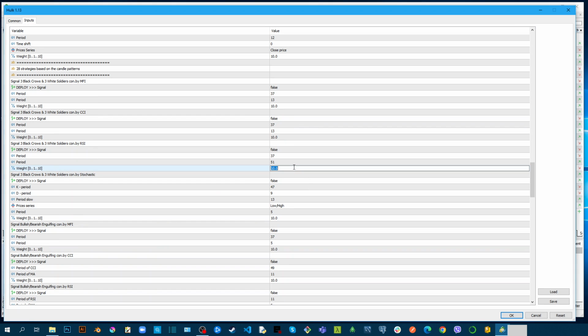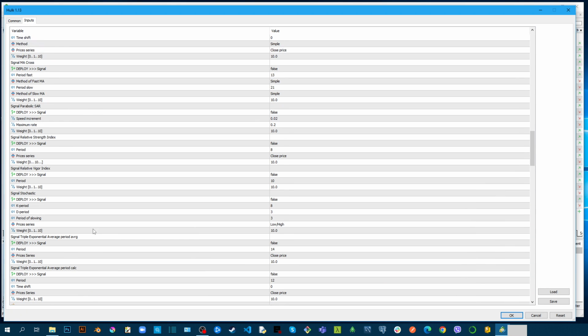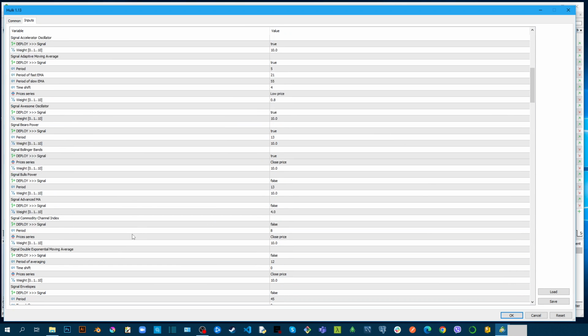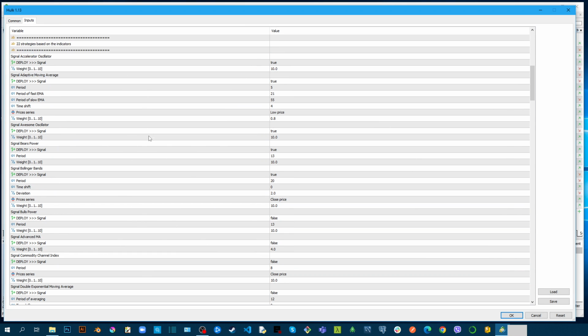I strongly recommend using 10 and greater than 10 here for the weight of all these signals. If you are using only one or two signals, for example signals based on indicators, you can choose a smaller number here. Simply, what is the weight? Weight serves to give some priority to a signal. If this number is higher, this signal will be executed first, and so on.